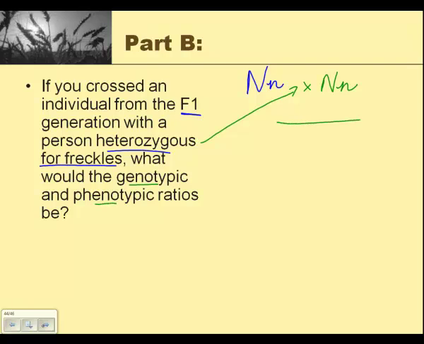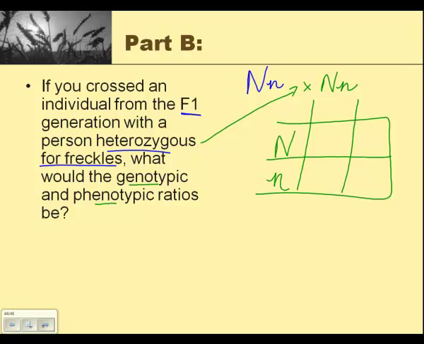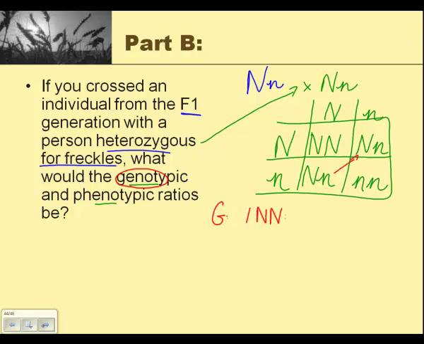So, first step to get to your ratios is always to make the Punnett square, because it always gives you those ratios as you go. So big N, little n, big N, little n, and I'm going to fill them in. And then I'm going to count them up. So my genotypic ratio, because it's asking for genotypic and phenotypic, genotypic being the letters, I know I have one big N, I have two big N, little n.